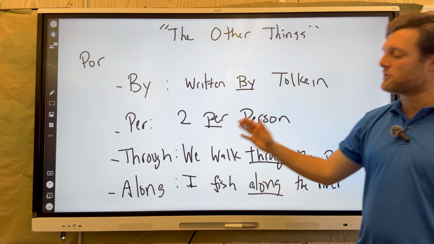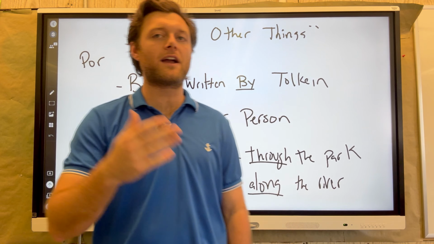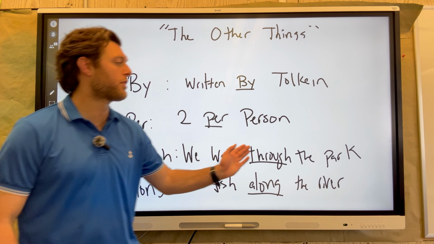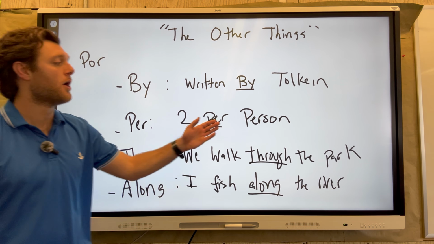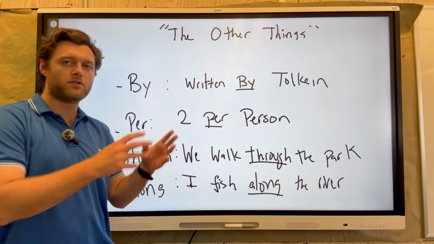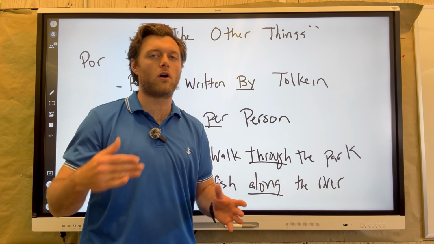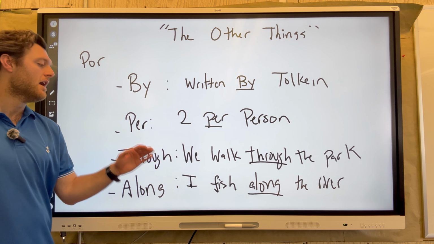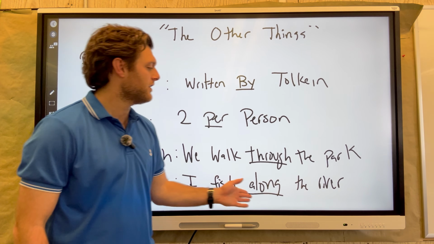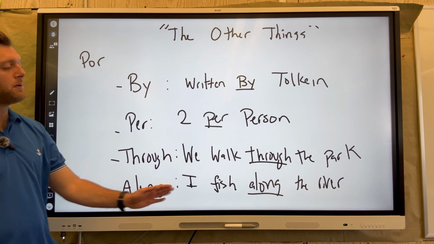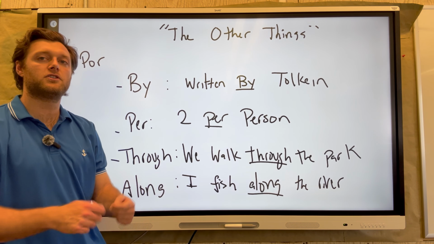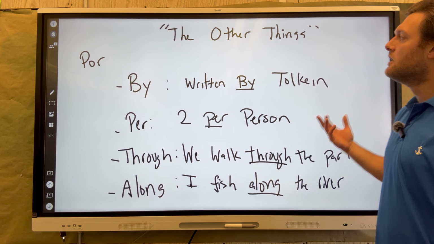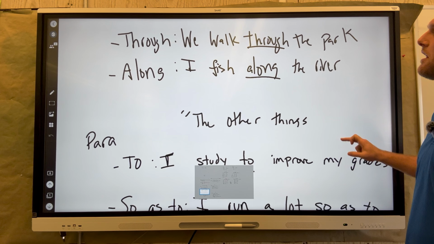We also have now directionally. Now we're getting into the directionality of por versus para. We have through. So we walk through the park is caminamos por el parque. This one assumes that you are inside the park walking through it, and I have a diagram we'll look at in a second that explains that. And then along as well, I fish along the river. Yo pesco por el río. I'm fishing along the river. So those two are kind of directional. The other ones, just memorize them as standard preposition use.